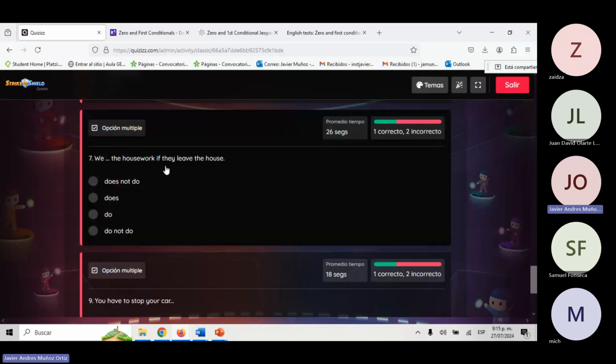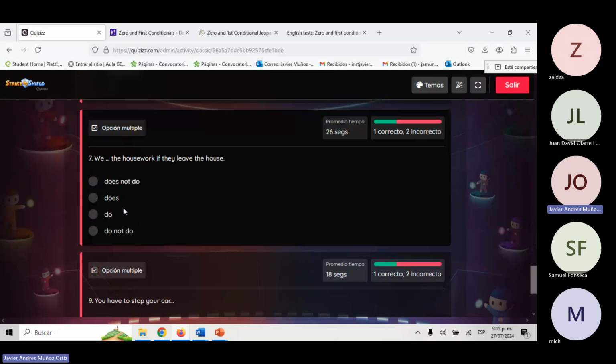We, the house, if they leave the house. So we have the present here. So we have two options, present with present or present with future, because the effect is here. We, the housework. We does not. This is definitely not the answer, because the conjugation of the verb with we is not with does or has. The main verb is not going to change when the person who performs the action is a plural subject: we, you, they, or I. Therefore, does or doesn't are not possible.